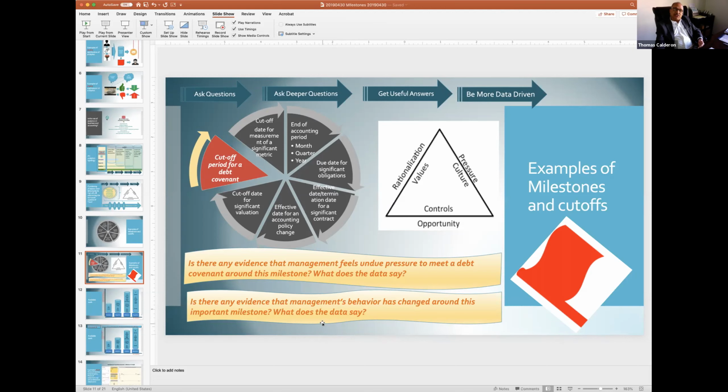And because of the fact that we collect a lot of data, other entities, third parties collect a lot of data, and there are tools that could help us answer these questions, we could indeed utilize analytics to answer these data-related questions. What does the data say?